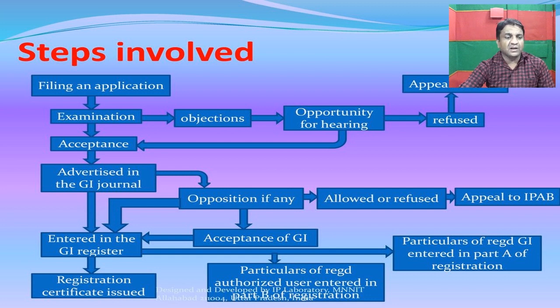Then after it is allowed, the GI is entered in the GI register. After the acceptance of a GI, it is entered in the register. Then a registration certificate is issued by the authority. Then the authorized users are entered in a separate part of the register, and particulars of the registered GI are entered in Part A of the registration.